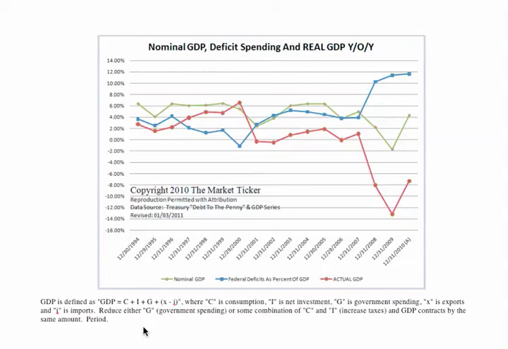But the thing that I want to make very, very clear here is that GDP, as indicated in the narrative below the graph, is defined as consumption, net investment, government spending, exports minus imports. If we sum up the 4 components, those components will give us GDP. Now, why is this significant?